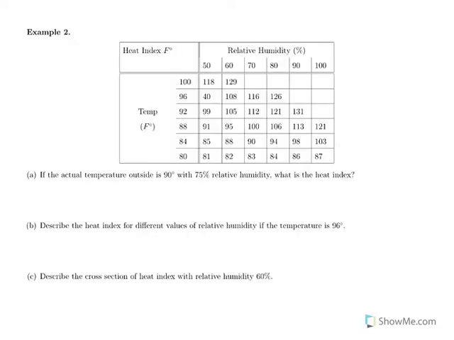Our next example is going to deal with the heat index, which is a wonderful example of a function of 2 variables, and it's something that we all deal with in our lives. So first of all, let's talk about what the heat index is. The heat index, which we give in degrees Fahrenheit, is the temperature that it feels like outside.